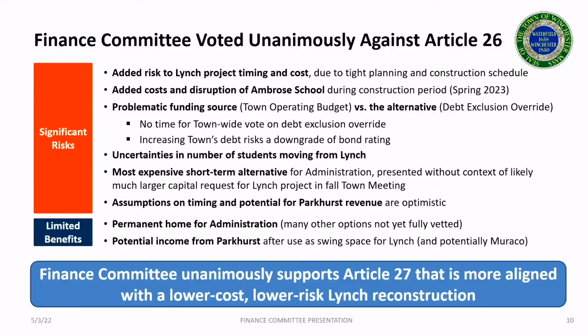There's uncertainties in the number of students. This Article 26 is the most expensive short-term alternative for the administration. And there's assumptions on timing and potential revenue for Parkhurst. So that's also why the Finance Committee voted unanimously to support Article 27, because we feel it's more aligned with a lower cost, lower risk Lynch reconstruction.